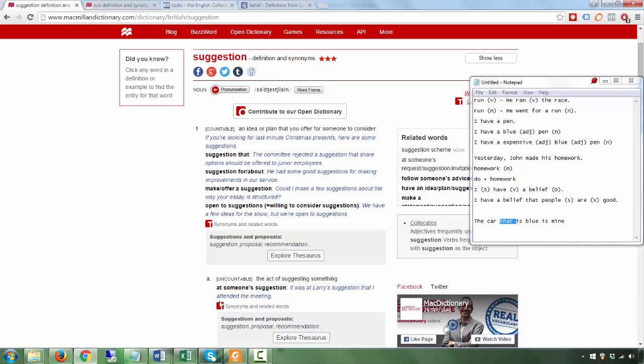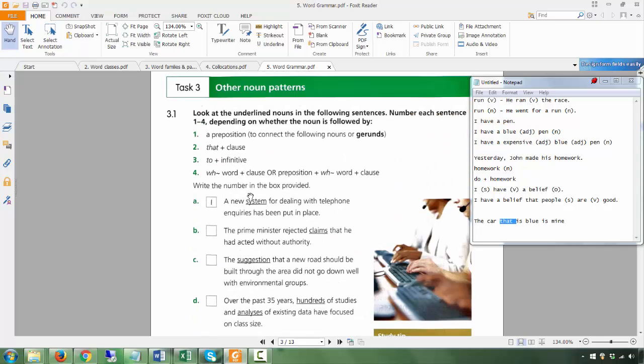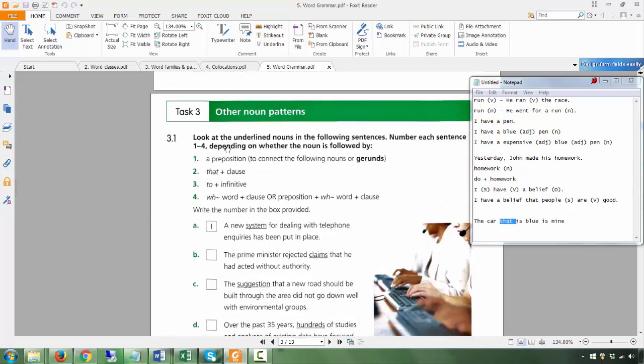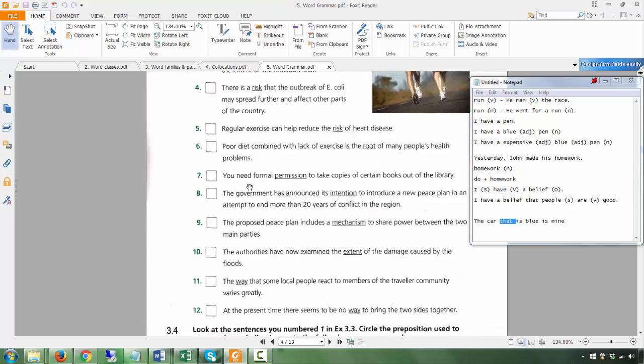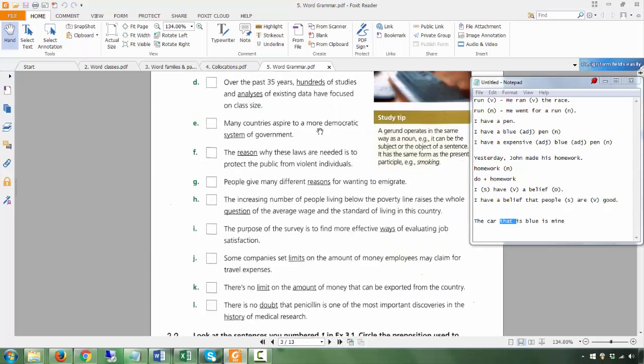Okay, so going back to the word patterns, this is just to get you to first notice what kind of patterns are being used for these different words. So it's very easy. Just put 1, 2, 3, 4. And then after that, we come to noun combinations. We talked about nouns just now.